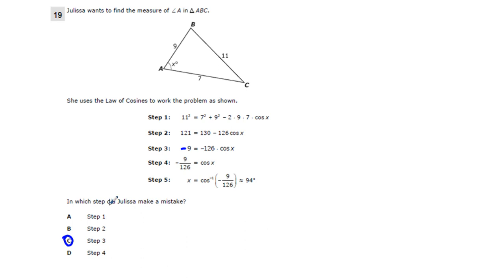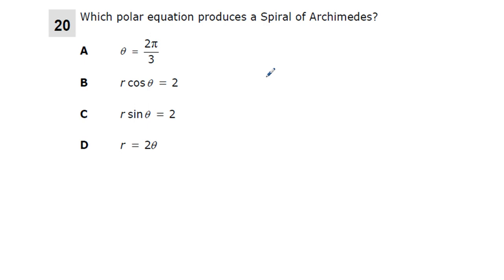So it's just ferreting the algebra out, and then if we did that right, we'd get positive 9 over 126 cosine x. We could find out what that is. We could work that out with our calculator, see if it verifies to our correct answer, and that would be it. 20. Which polar equation produces a spiral of Archimedes?